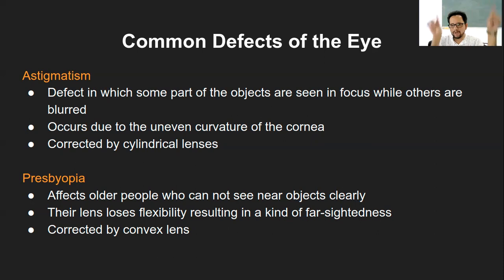In short, if you are looking at a picture, one part or one corner of the picture is very clear, and the other parts are a little blurred. That's astigmatism, and it happens due to uneven curvature of the cornea. That's what Deeta asked earlier.